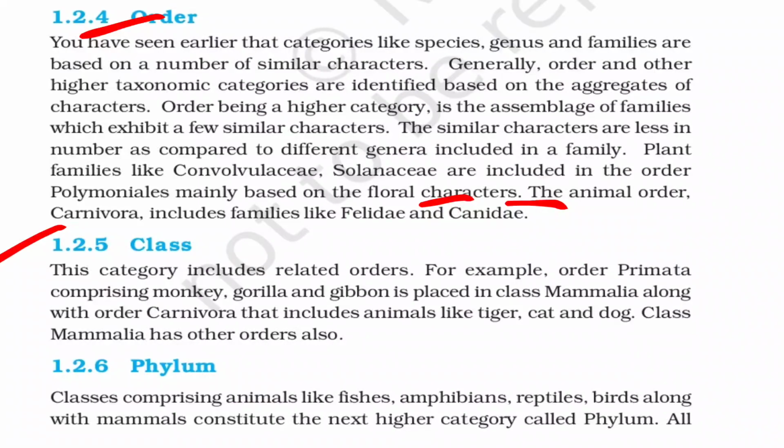Now the class. This category includes related orders. For example, order Primata comprising monkey, gorilla, and gibbon is placed in class Mammalia, along with other order Carnivora that includes animals like tiger, cat, and dog. Class Mammalia has other orders also. Now the phylum. Classes comprising animals like fishes, amphibians, reptiles, birds, along with mammals, constitute the next higher category called phylum.